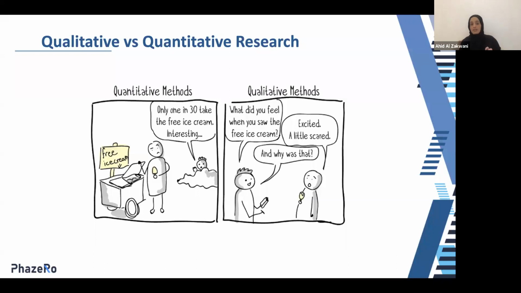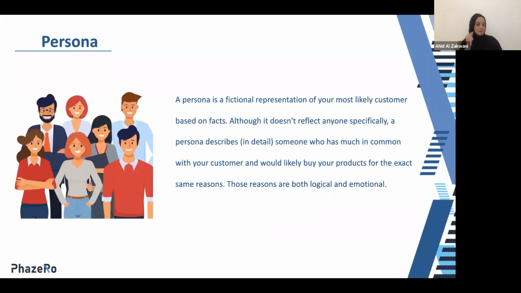For the qualitative method, just make sure that you are asking open-ended questions. Don't ask about your product specifically. If you ask, how do you think about this product? They will probably lie, and you will end up having false information. So just give them a chance to express their feelings and ask about problems, not your product specifically. So this is the difference between qualitative and quantitative research.